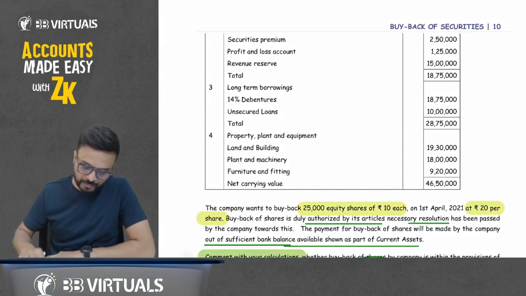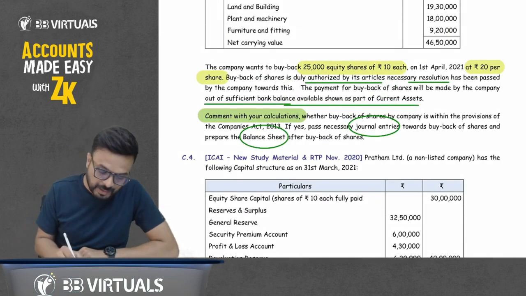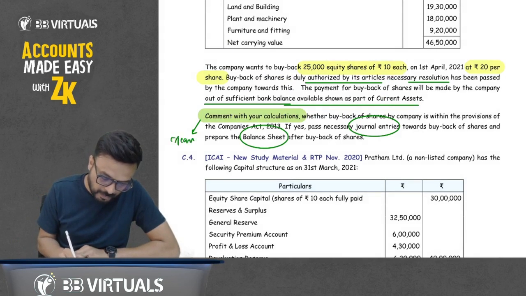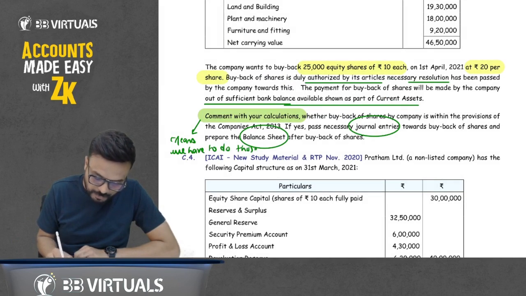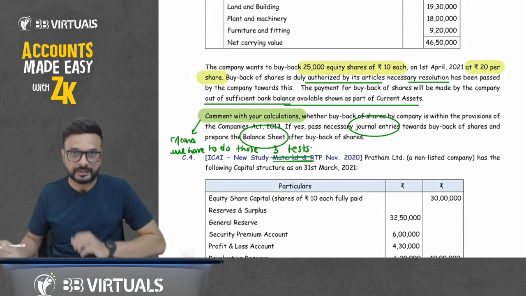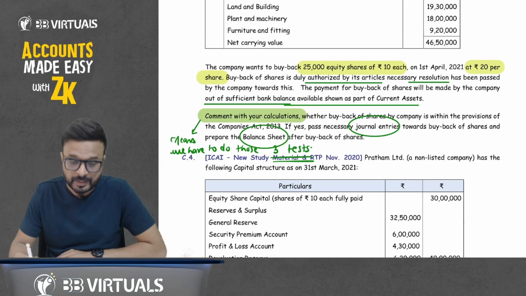Why do we have to do the calculation? Because it is mentioned in the question: comment with your calculation. It means we have to do those three tests. What are those three tests? We will discuss them one by one.